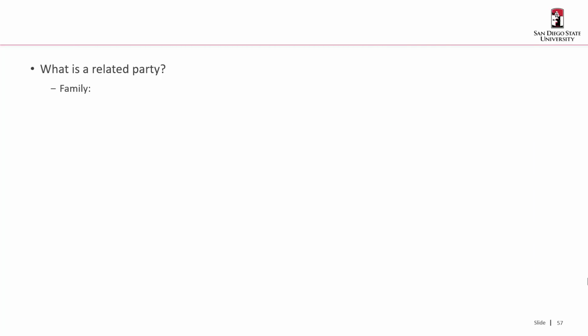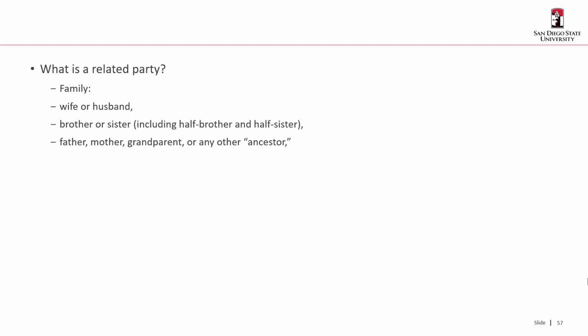So since these related party rules can have a significant effect on whether a loss can be recognized, it's important to understand what it means to be a related party. So you can be a related party through family. Family members that are considered a related party are spouses, brothers and sisters, including half-brothers and half-sisters, father, mother, grandparent, or any other ancestor, like a great-grandparent, and children, grandchildren, or something like great-grandchildren, any other lineal descendant. All of these are treated as a related party under 267.